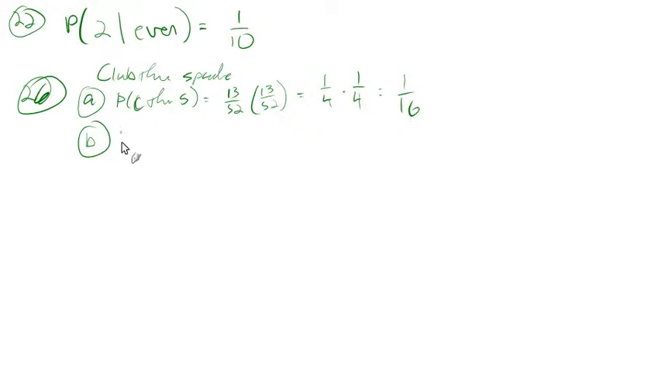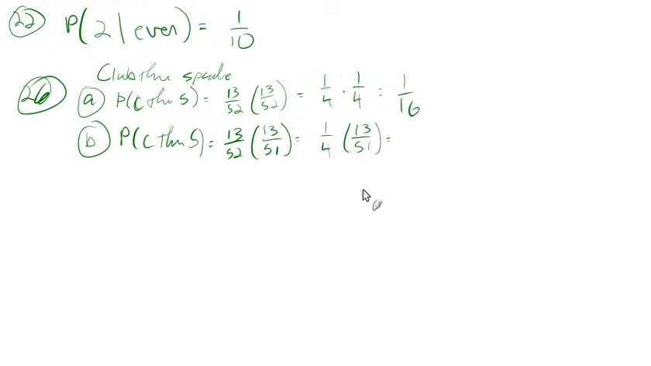When we don't replace it, though, the first card we pick is going to be a club, and the probability is 13 out of 52. But we keep that card. We don't put it back. So how does that affect our probability of getting a spade? Well, we didn't mess with the spades at all. We took a club. So there's still 13 spades, but there's 51 cards now instead of 52. So we have 1/4 times 13 out of 51, and that will come out to be 13 out of 204.